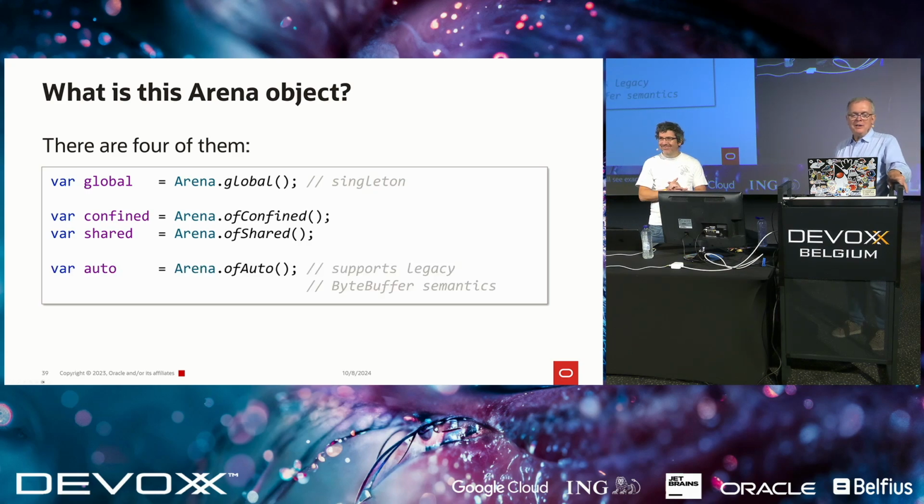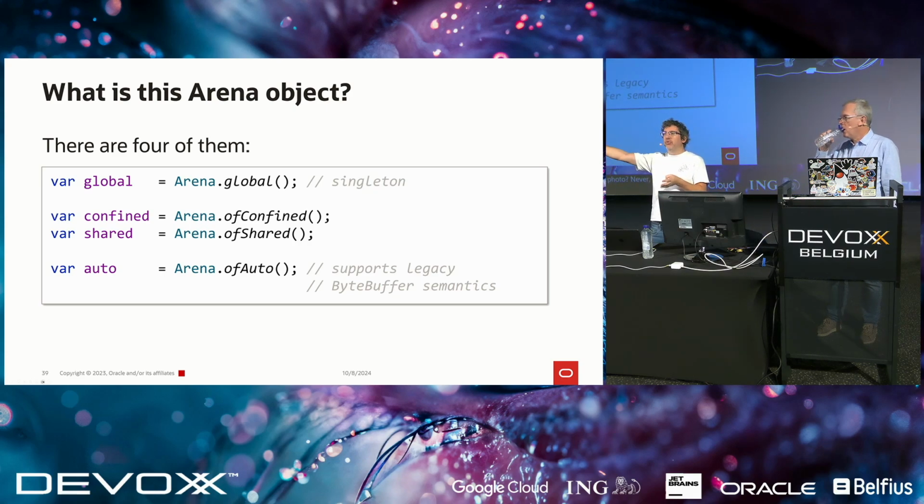And the last one is the auto arena, which, if you call close on it, will throw an exception saying you are using it wrong. It doesn't close the memory segment. Why should you be using auto? Never, actually. Auto is legacy support.